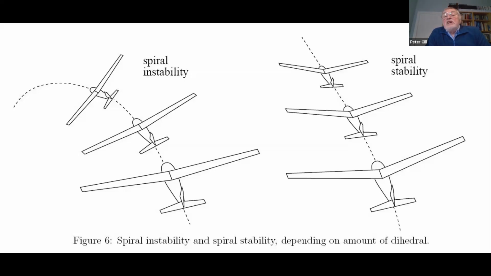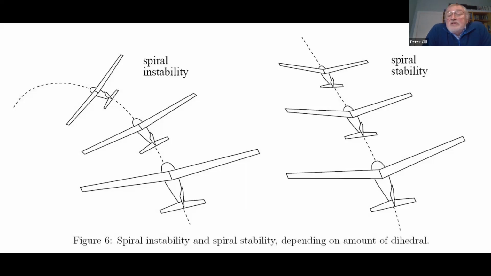If you've got more dihedral, that will tend to reduce the tendency for the spiral dive, because the downgoing wing will actually have a higher angle of attack and it will tend to self-restore. And if you also have a small fin area, that will stop the yaw developing. Obviously, you need a fin to provide yaw stability, but the fin area makes a big difference on how it behaves when it starts to turn.